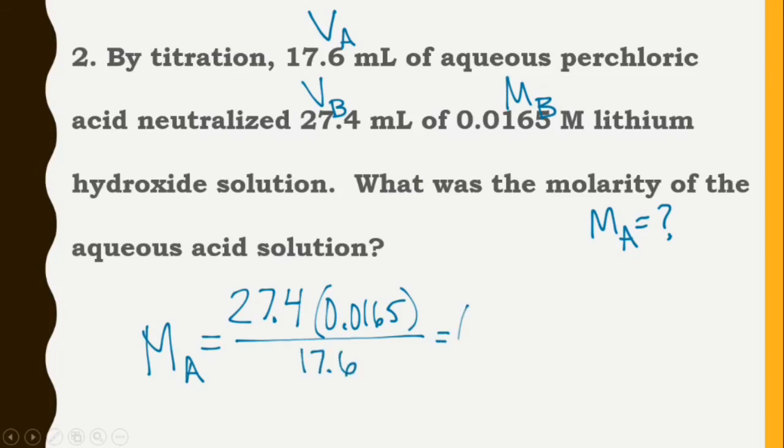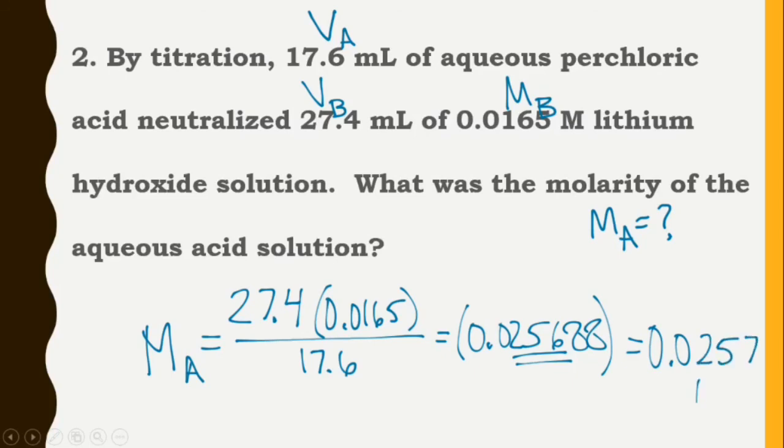Do all that multiplying and dividing. 0.025688. And here 3 sig figs all around again. So I want to keep the 0.0256, but once again the 6 is going to round up to a 7. So 0.0257 molar.